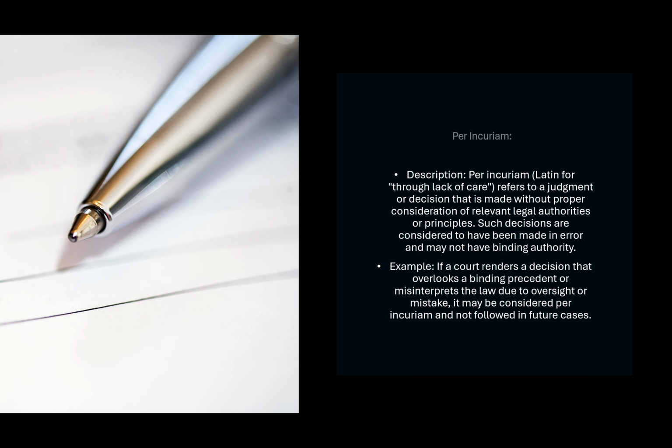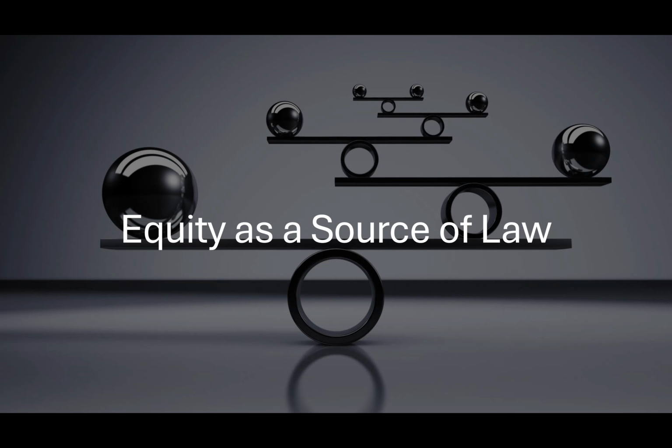Alright? So looking at that, it's different from being overruled, because some persons tend to mix it up. Per incuriam means that a mistake was made. Overruled just means that a higher court made a different decision. It's not that the decision was wrong, just that the higher court made a different decision. Alright, so that's really it.